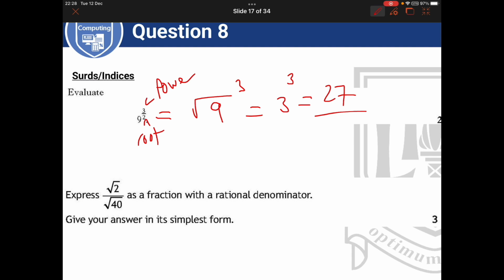Question number 2 is an indices question. It says, express root 2 over root 40 as a fraction with a rational denominator. So remember, a rational denominator means to get rid of the root on the bottom of the fraction. So I don't want that root 40 to be there.